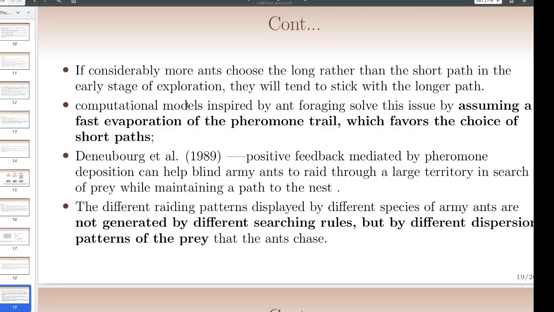Then Deneubourg et al. studied the system where the positive feedback mediated by the pheromone deposition can help the blind army ants to raid through large territory in search of prey while maintaining their path to the nest. So it shows some different raiding patterns if it is raided by different species of army ants. But this different pattern is not because of the different searching rules of these army ants, but because of the different dispersion patterns of the prey.